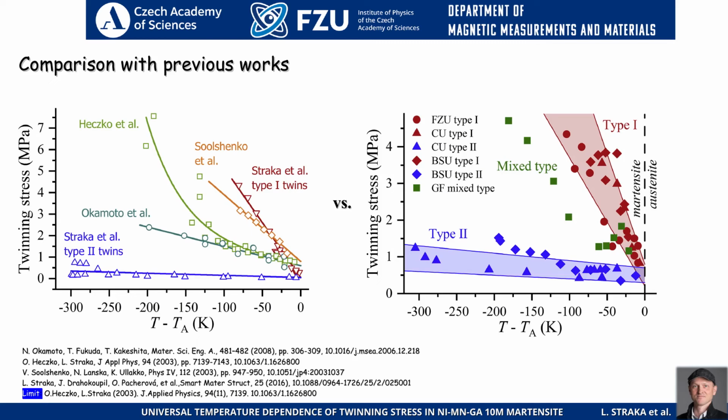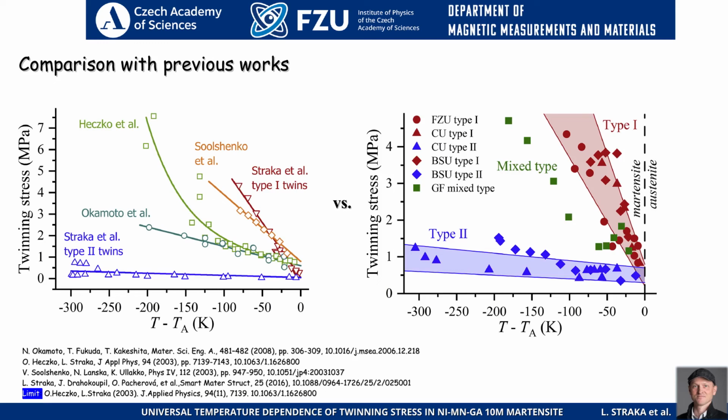But this is yet another producer. These samples in the previous works were from Adaptamat. And yet it still follows the similar or the same universal dependencies. And then we have this Solzhenko, which, it seems, reasonably fits to this type 1 twins region. So probably he had type 1 twins.